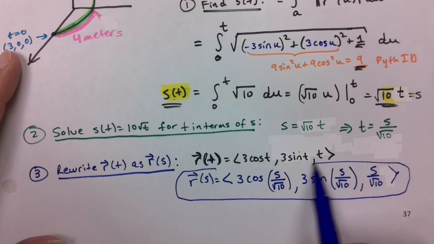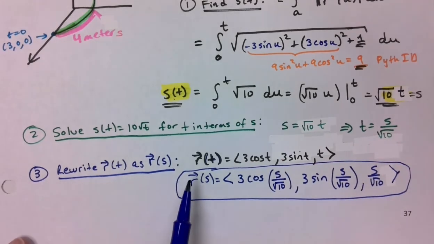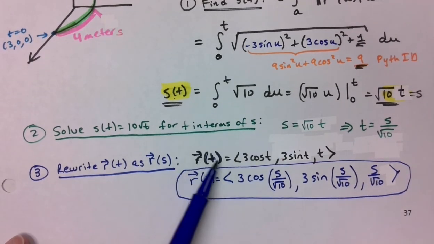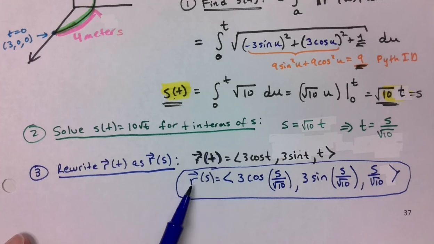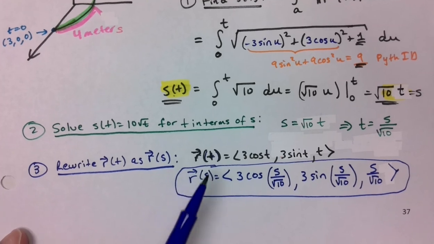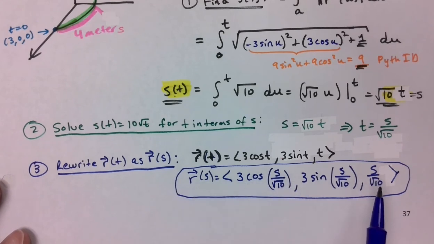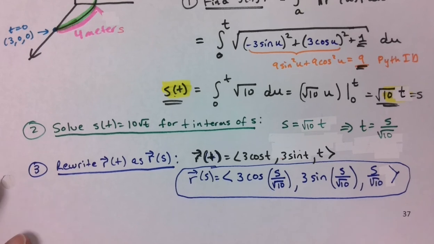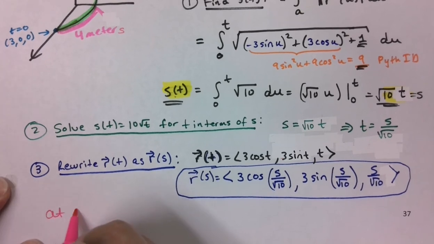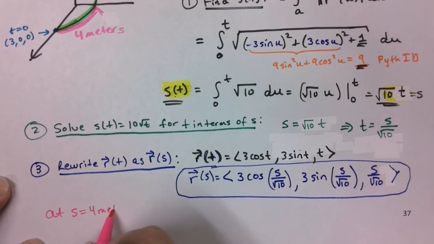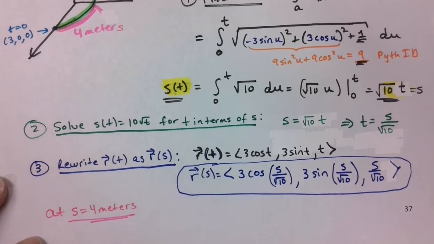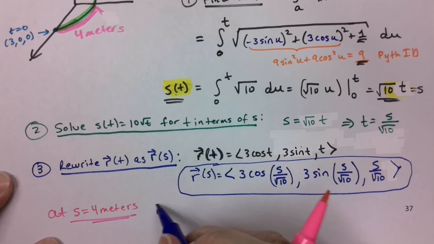We've now redefined our position function. We have a position function in terms of time, t, but now we have a new position function, same position, same curve, but this would give us position in terms of arc length, in terms of how far we've walked along that curve. So if they want to know how far you've gone at s equals 4 meters, what they want is for you to plug 4 into that new function.